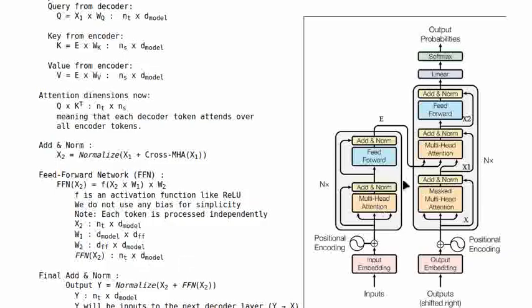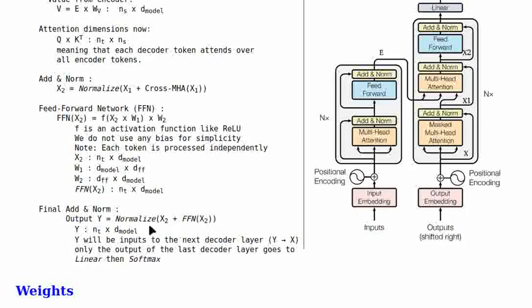Finally, the output of the feed-forward network is passed, together with x2, to another add and norm module. In this step, the feed-forward output is added to x2 through a residual connection and then normalized to produce the final output y. The dimensions of y are nt times d model. This output y becomes the input to the next decoder layer, that is, y becomes the new x. Only the output of the final decoder layer is passed to the linear module, followed by the softmax module, to generate the output probabilities.